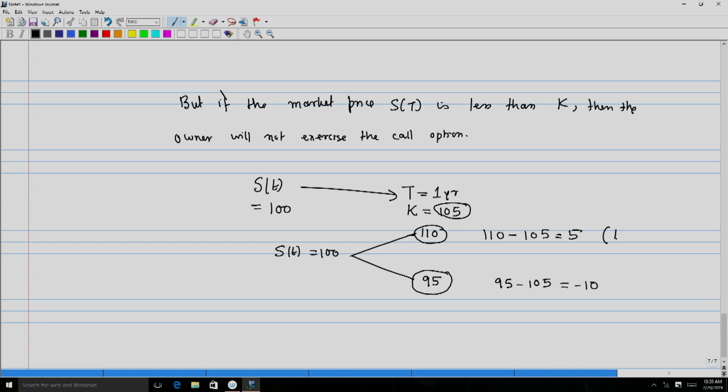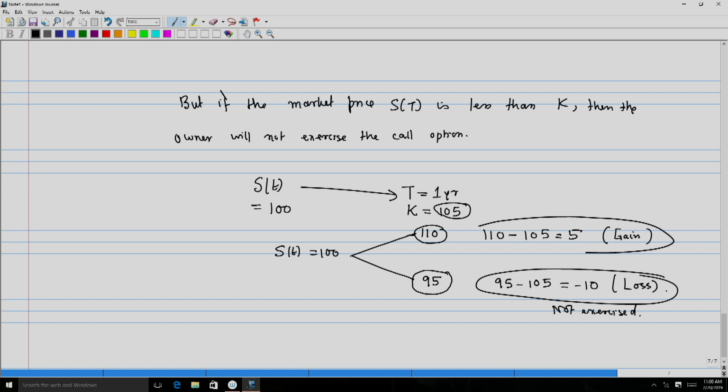This means that in the first scenario there is a gain, and in the second scenario there is a loss. Whenever there is a loss, the option will not be exercised, because there is no reason for party A to purchase the stock for 105 when they can get it in the market for simply 95, which is a lower price. However, in the other case, they know that they can purchase it for 105, sell it for 110 and make a profit of 5.